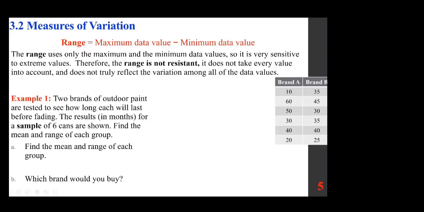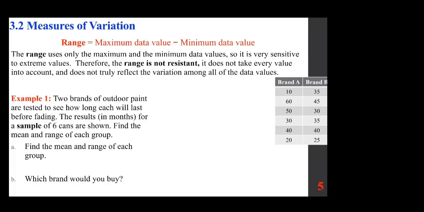We have 2 brands of paint, and we are testing to see how long each will last before fading. So the result is given in months. We have a sample of 6 cans. We want to find the mean and the range for each group, and then decide which brand will be used. So it's a simple process.